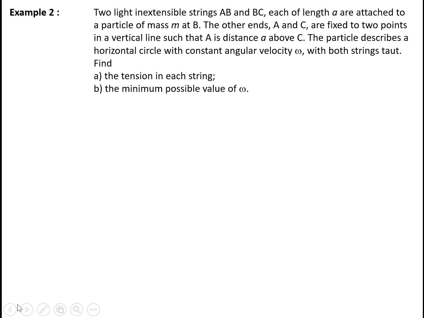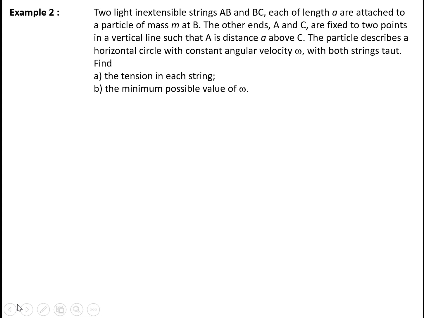For our second example, we have two light inextensible strings, AB and BC, each of length a, attached to a particle of mass m at the common point B. The other ends A and C are fixed to two points in the vertical line, such that A is a distance a above C. The particle describes a horizontal circle with constant angular velocity omega, with both strings taut. We've got to find the tension in each string and the minimum possible value of omega.